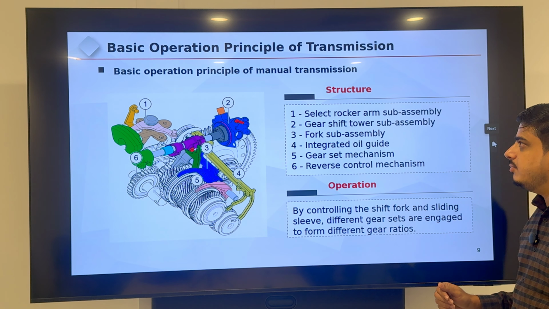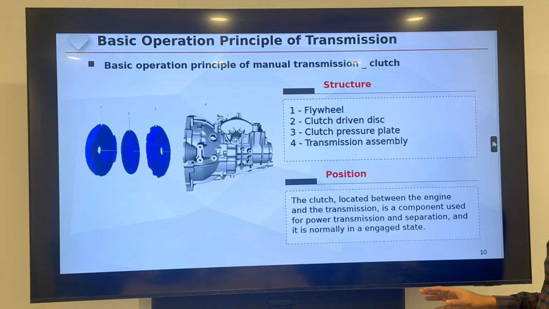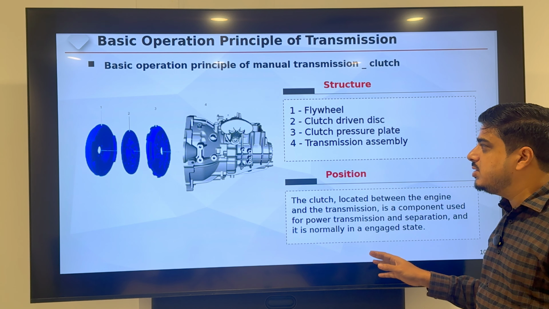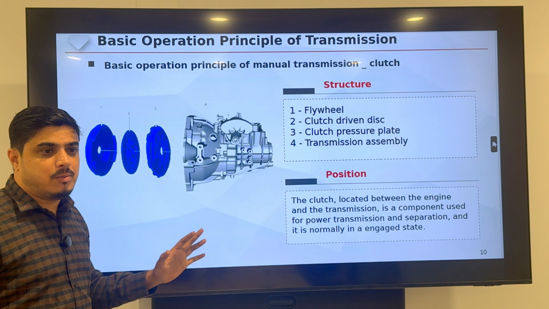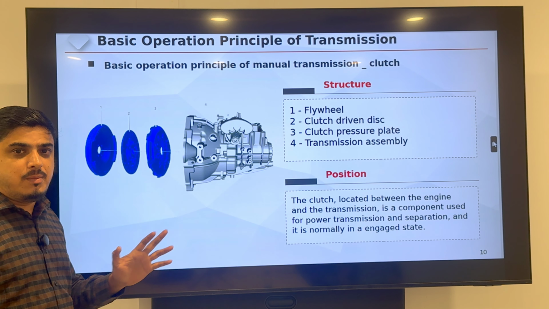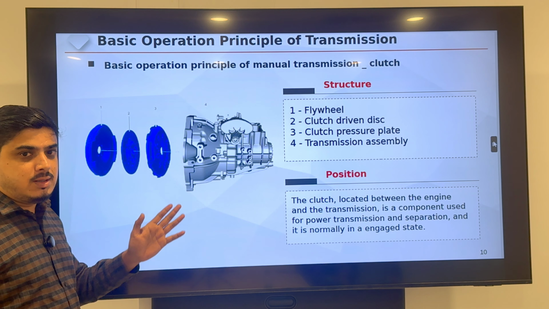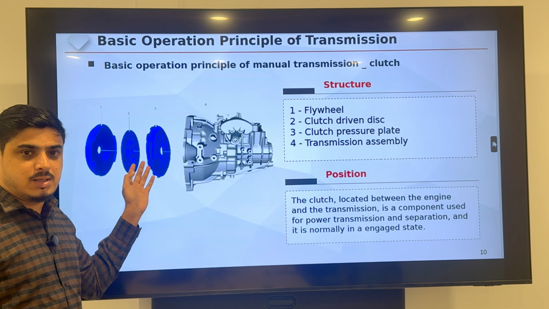Next. Okay, next, the manual transmission clutch. The manual transmission power transmission: how does it transmit the power? What is the main component to transmit the power from engine to transmission? The main component is the clutch assembly in between the transmission and engine assembly.